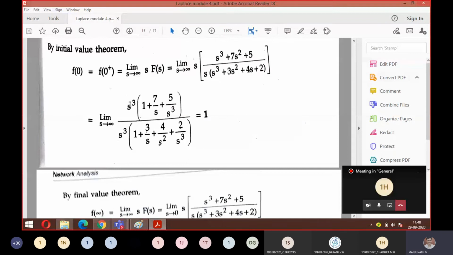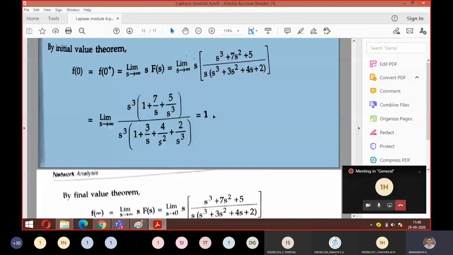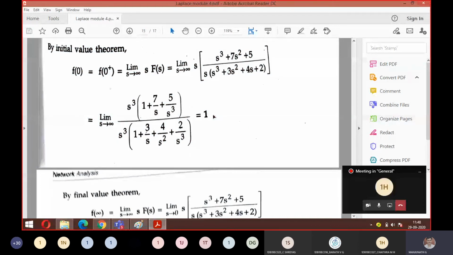This is gone now. So s cube is not there. Those terms become 0. Correct. See, 7 by infinity plus 5 by infinity, remaining all. So it is like 1 by 1. Correct? So left out is 1 by 1, right? Yes, that is why you got the answer as 1. So you got the logic now, how to find the initial value theorem problem.